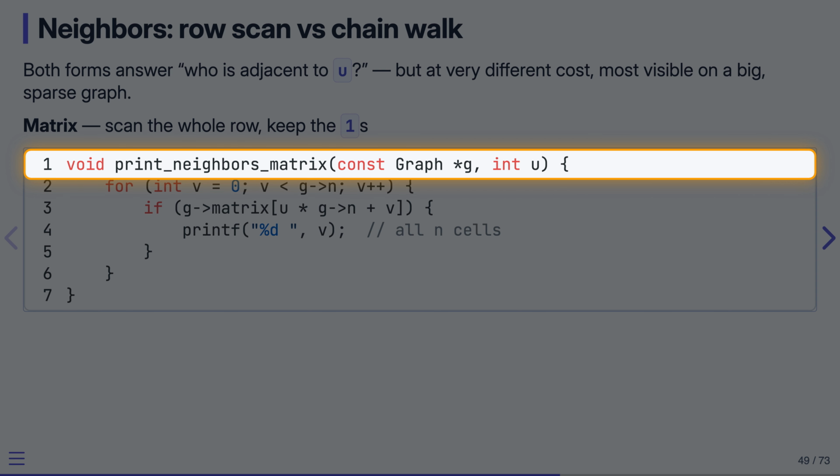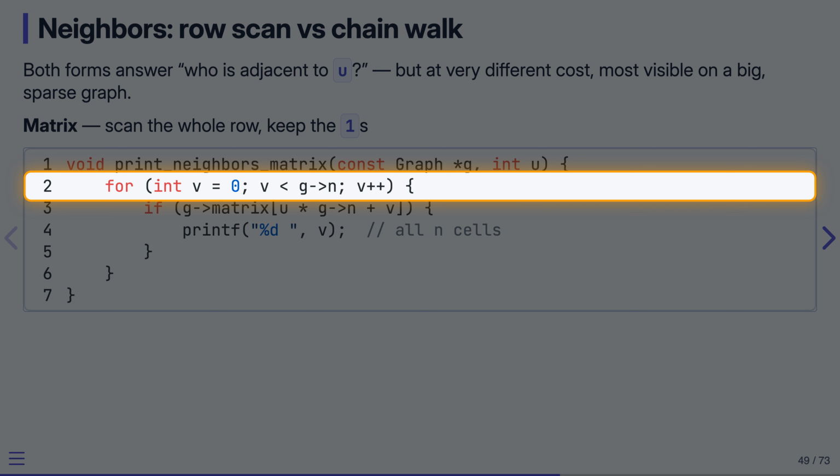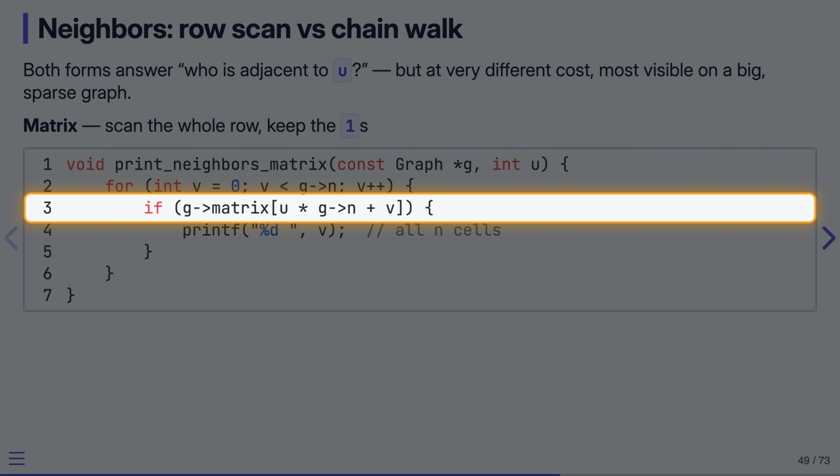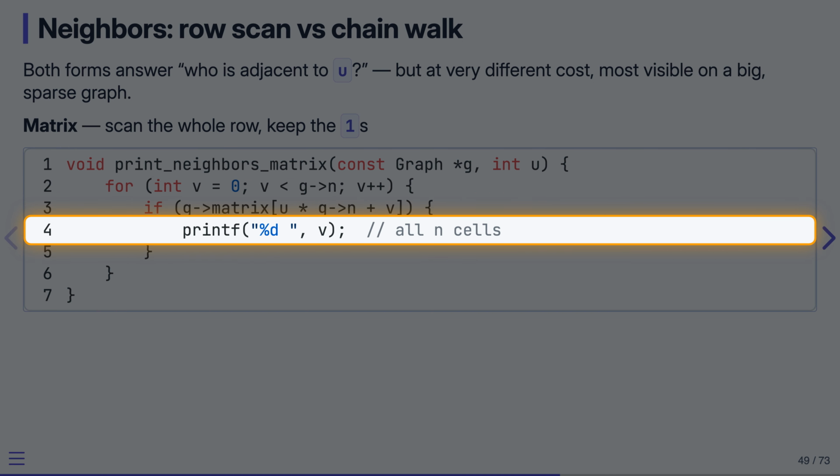The left column is the matrix version, print neighbors matrix. It loops V from 0 up to G->n, so it visits every column in the row. For each column, it checks the cell G at row U, column V. If the cell is 1, it prints V, but it still touches all n cells, even the zeros.